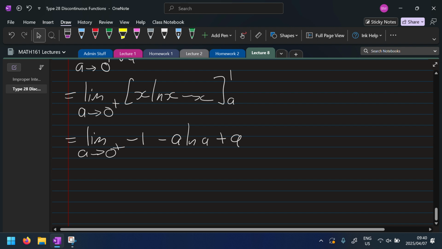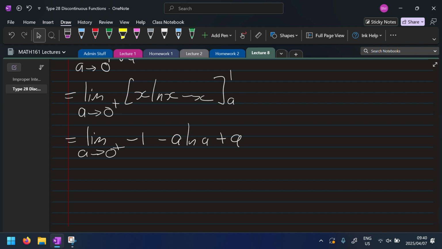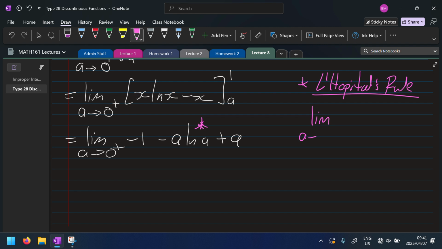Okay, we have to do L'Hopital's rule, right? Because when a goes to 0, we're going to have 0 times infinity. There's L'Hopital's rule there. So let's do that on the side here. So put a little star there, L'Hopital's rule. So we want the limit as a goes to 0 of a natural log of a. That minus there we can take out of the limits. We don't have to worry about that. What we want is some infinity over infinity or 0 over 0, some indeterminate form. Currently, it's 0 times infinity. That's not going to work.